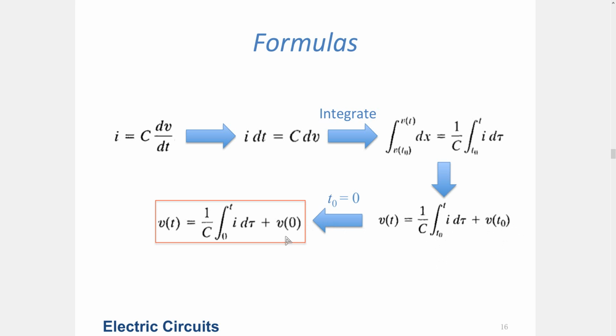If t0 is taken as 0, we obtain the voltage relationship that we derived from the current-voltage relationship. As usual, you need to know this relationship, because in order to solve questions, you need to know the current-to-voltage or voltage-to-current relationship, so that you can apply it.